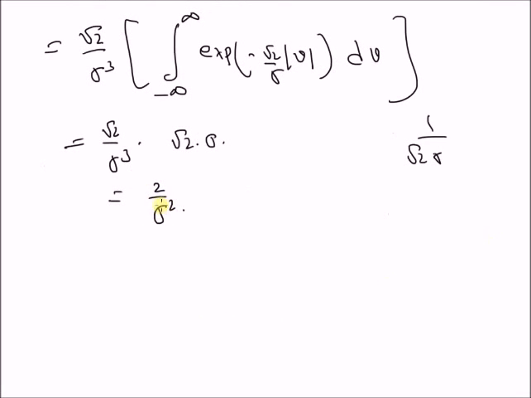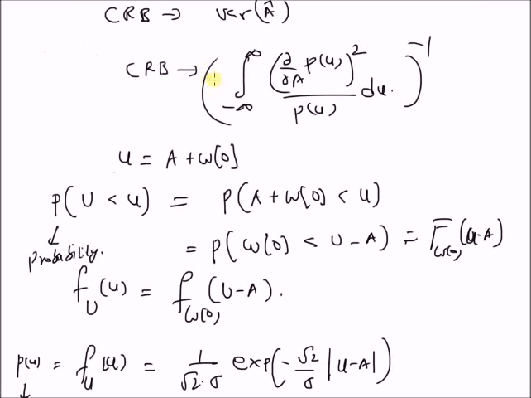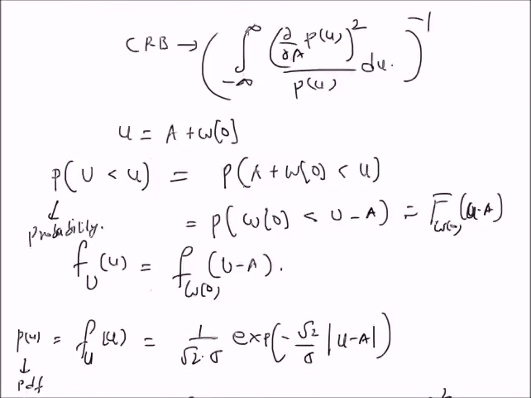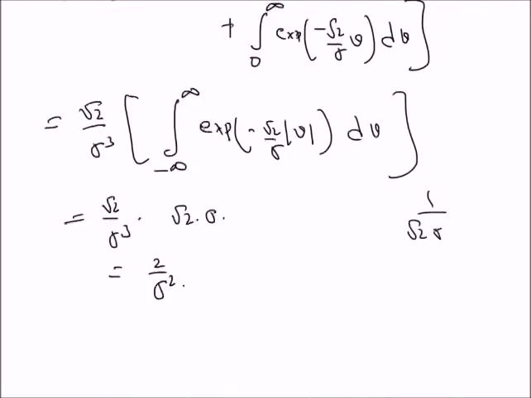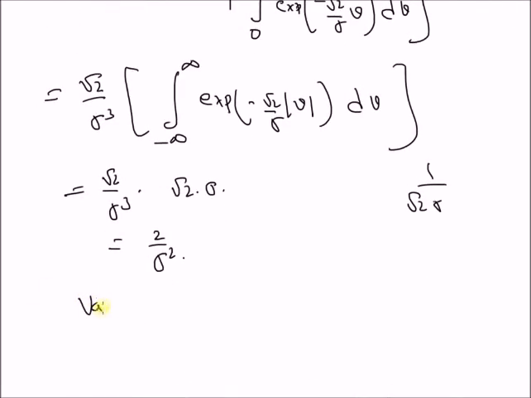So since the integral in the result for the CRB is equal to 2 by sigma square, the CRB, or the bound on the variance, is: variance of a hat is bounded by sigma square by 2. Note that for Gaussian noise, the variance is bounded by sigma square. In this case of Laplacian noise, the variance of the estimator is bounded by sigma square by 2, that is, half of the noise variance.